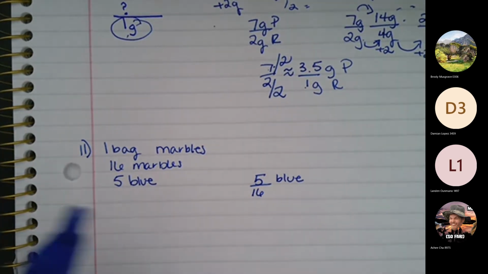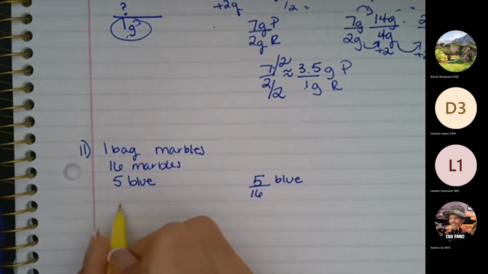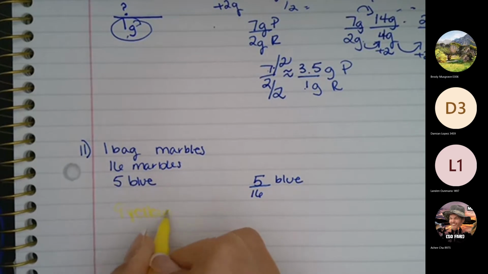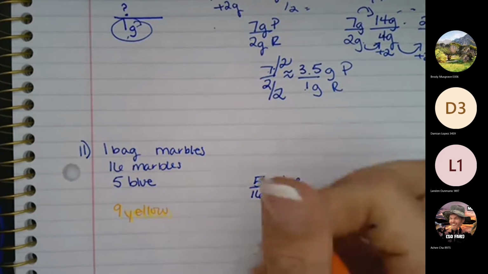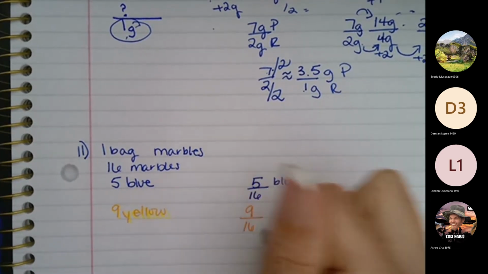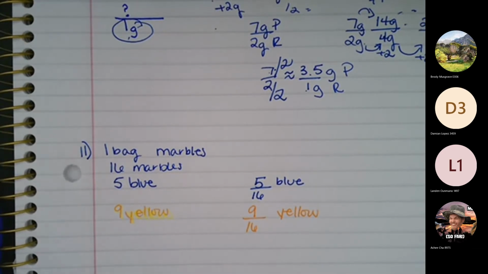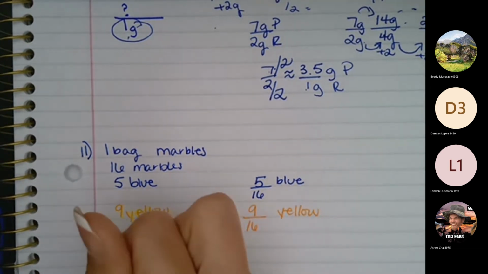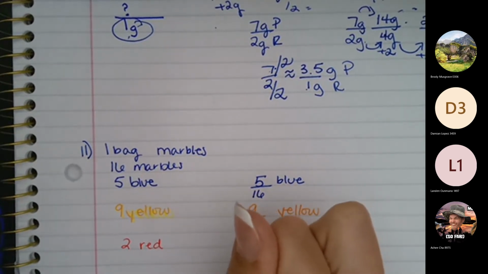Right? I have 9 yellow marbles. Probably can't read that, 9 yellow. So that means I have 9 out of 16 marbles that are yellow. And then last, I have 2 red marbles, meaning 2 out of my 16 marbles are red.